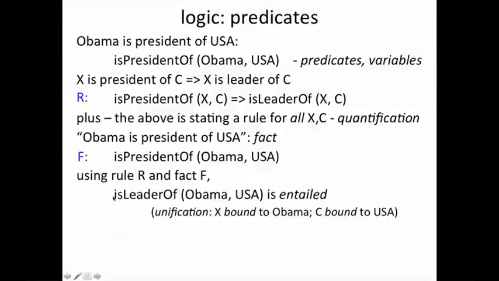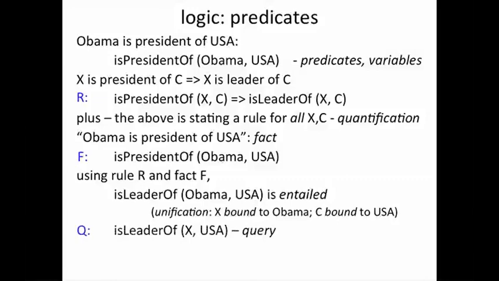In other words, this new fact is leader of Obama, USA is entailed by the rule R applied on the fact F. Notice a few things have taken place here, that the variable X has been bound to a value Obama, the variable C has been bound to the value USA. So the rule which applies to all values of X and C is combined with a fact by binding the variables to the specific values that they take in a fact, like F.